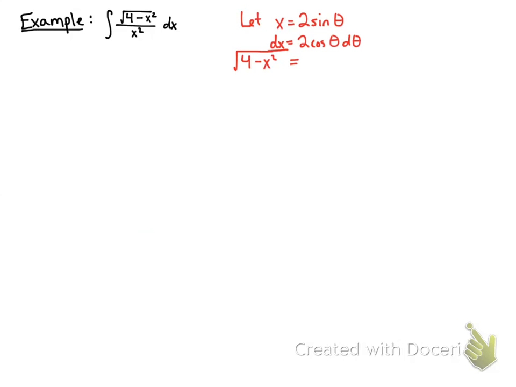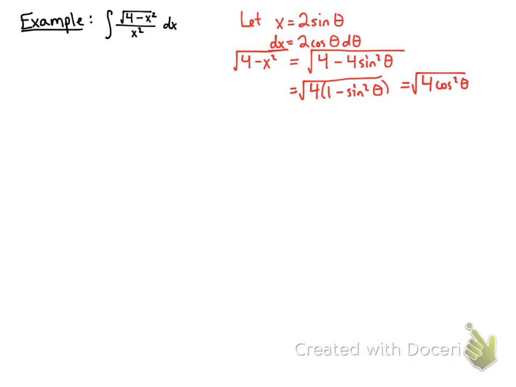And this square root of a quadratic is going to turn out to be something nice, which is the whole point of the substitution. The square root of 4 minus x squared, replace x with 2 sine theta, so I have the square root of 4 minus 4 sine squared of theta. Factor that 4 out, and we notice we have a 1 minus sine squared theta. From the trig identity, that's the same as cosine squared theta. And then I have a square root of 4 times the square root of cosine squared theta, so I get 2 times cosine theta.